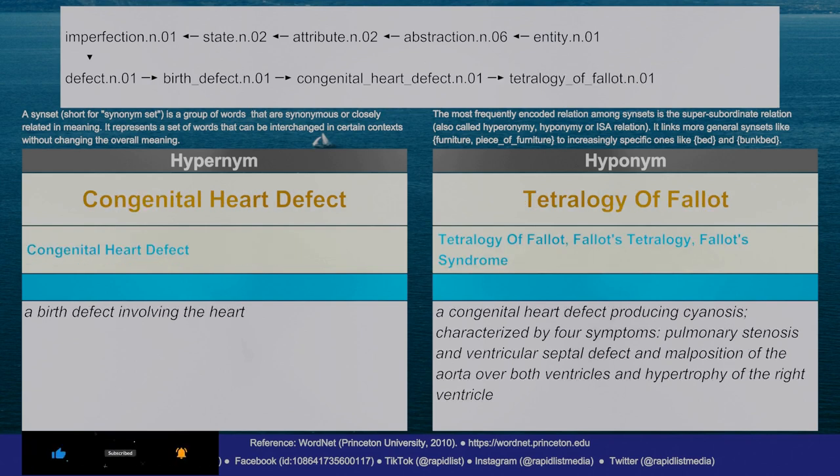Tetralogy of Fallot. A congenital heart defect producing cyanosis, characterized by four symptoms: pulmonary stenosis and ventricular septal defect and malposition of the aorta over both ventricles and hypertrophy of the right ventricle.